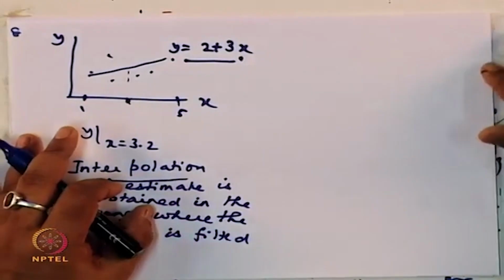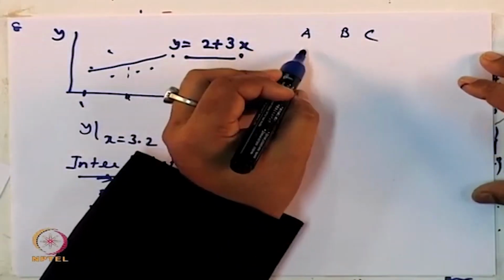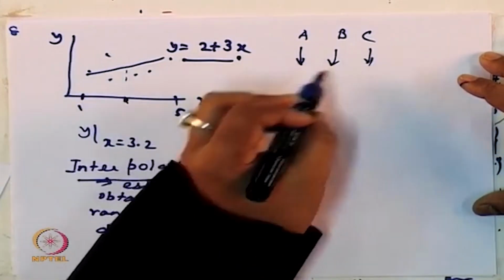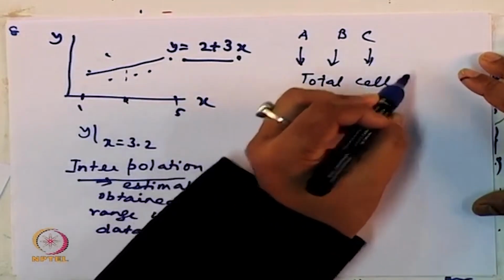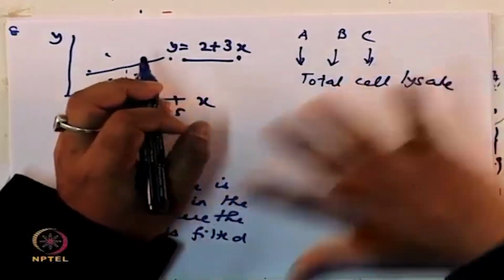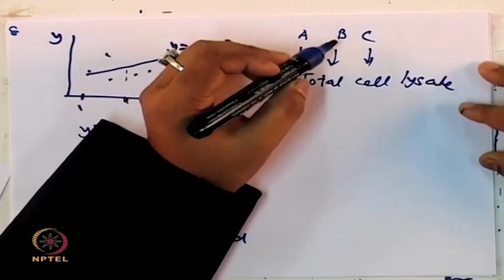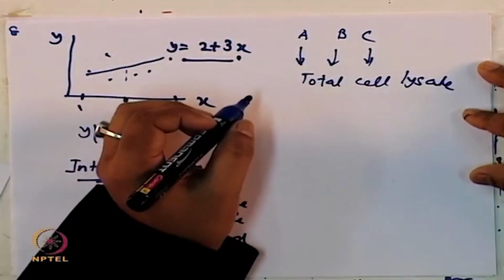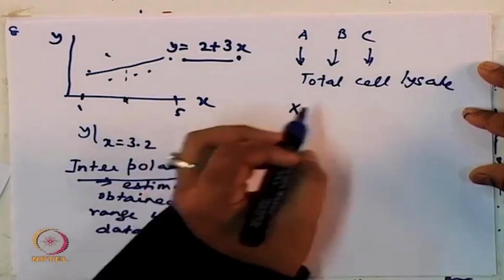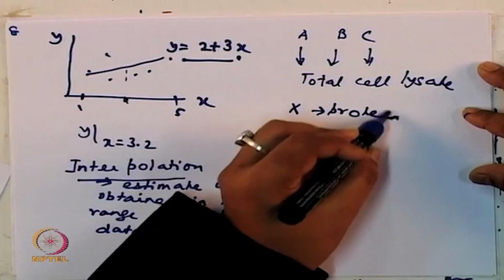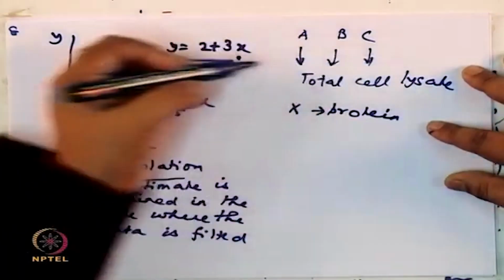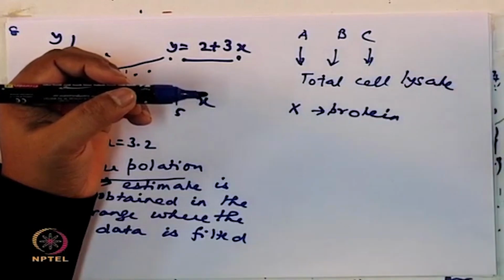Okay. Let me give you one very common use of interpolation in biology. For example, let us say you want to do a western. You have 3 samples A, B, C. From these 3 samples, you have collected the total cell lysate, which is the content of all the proteins present in these cells, which are being cultured under conditions A, B, C. And I want to ask the question, how does the expression of protein X vary as a function of the conditions A, B, C.